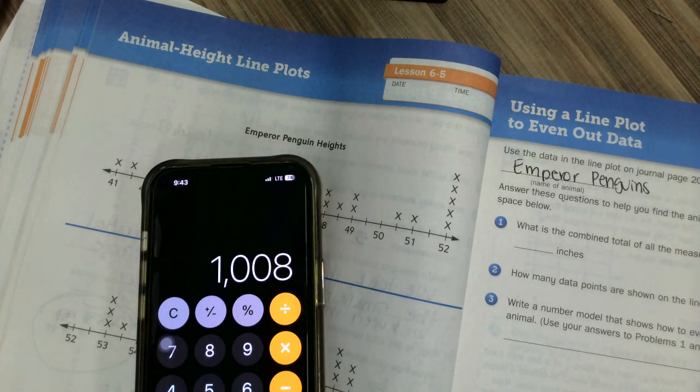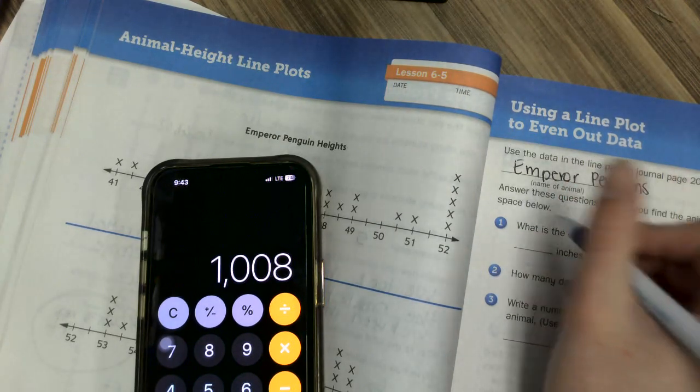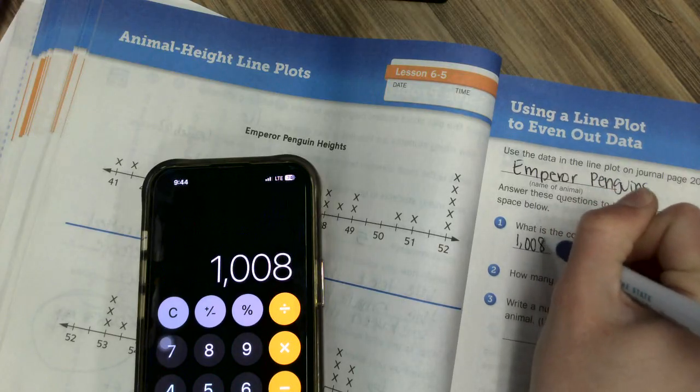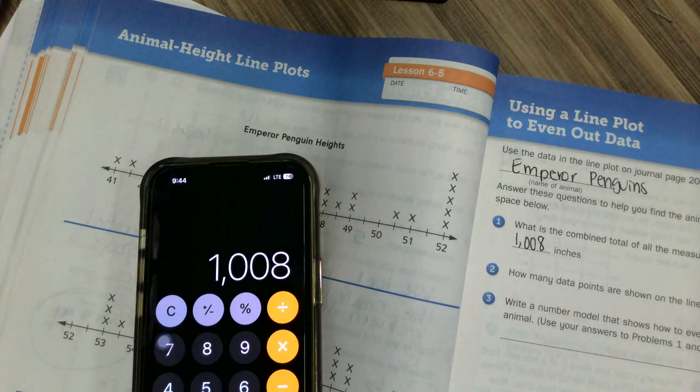Yes, that's actually the answer I got for red kangaroo. Okay, so again, we have to be careful when we are adding things together, especially 21 things. Even on a calculator, it can get messed up pretty fast.